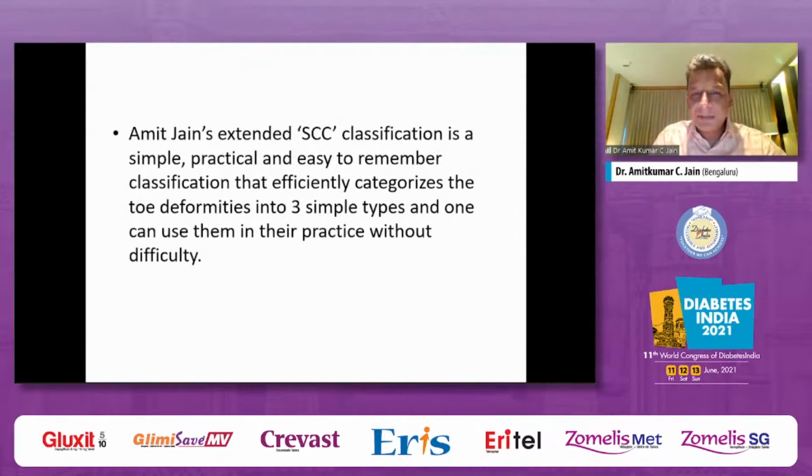We believe this simple classification on extended SCC on toe deformity is highly practical and easy to remember. It categorizes toe deformity into 3 simple types, and one can use them in practice and understand the guidelines on when to operate and when not to operate, made easy in clinical practice.